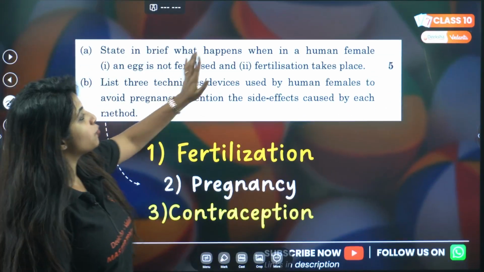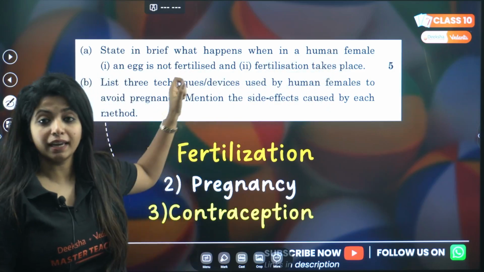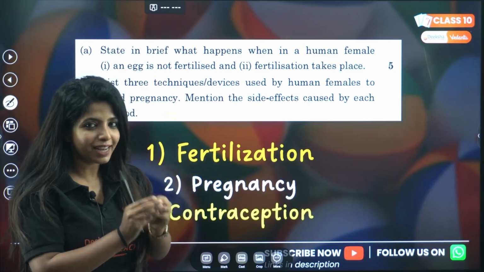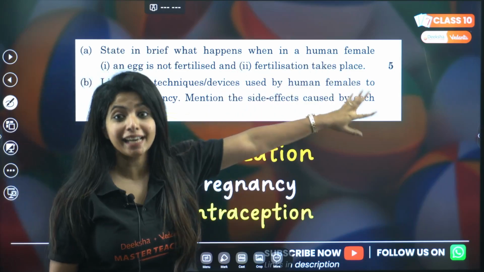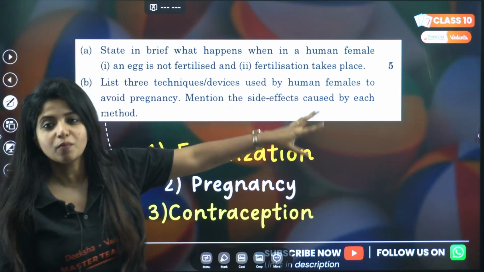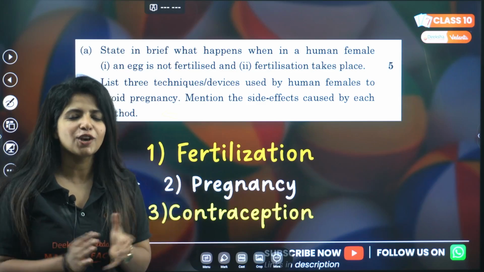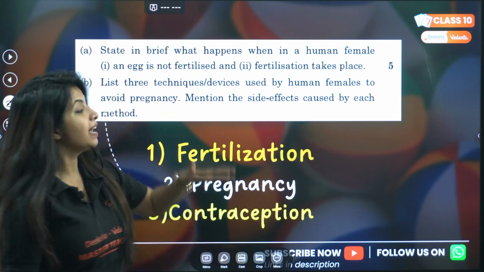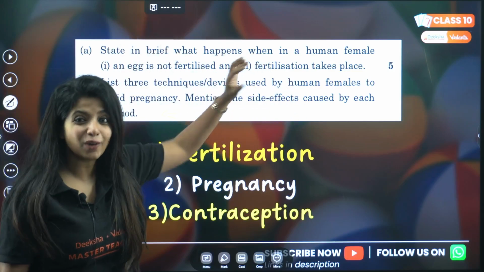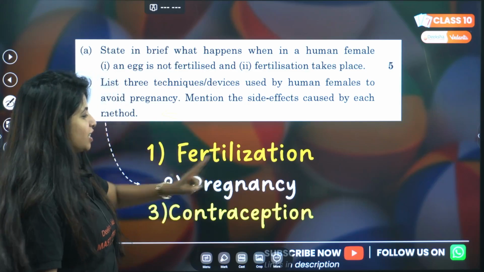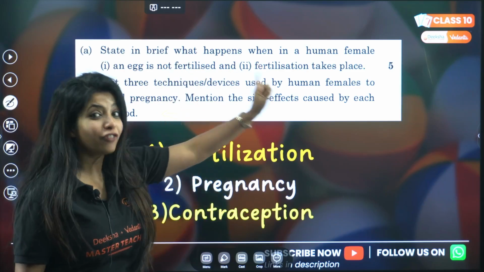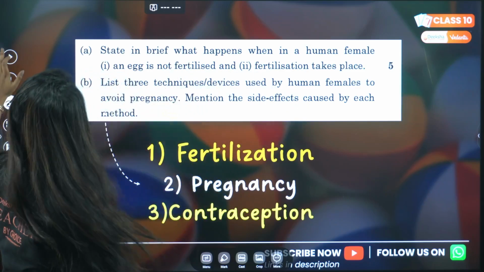So, in brief, what happens when in a human female an egg is not fertilized? Okay, the egg is released but it is not fertilized, and also when fertilization takes place. Second part of the question: list 3 techniques or devices used by human females to avoid pregnancy. That means you're talking about contraceptive methods, and you also have to mention the side effects caused by each method. So in this video we are going to cover 3 topics: fertilization, pregnancy, and contraception or contraceptive methods. This was a 5-marker question in the previous year, and let's begin.